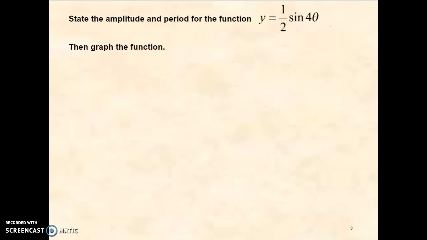Okay. All right, let's combine these two things together. So here's your new function. You've got y is equal to 1/2 sine of 4 theta. So notice that in this problem, the value for a is 1/2. And so then the amplitude would be the absolute value of 1/2. So in this case, the amplitude would be 1/2.